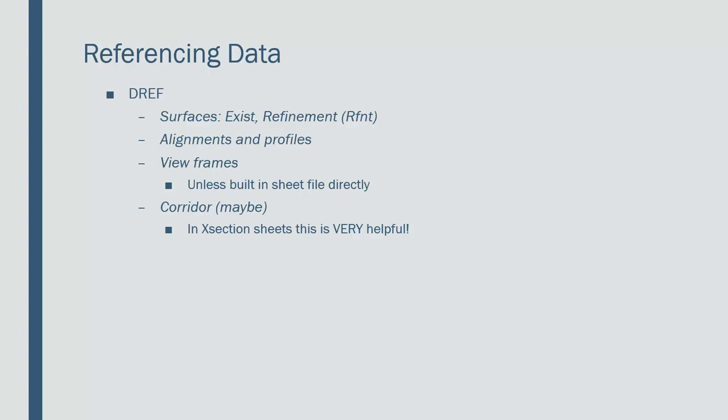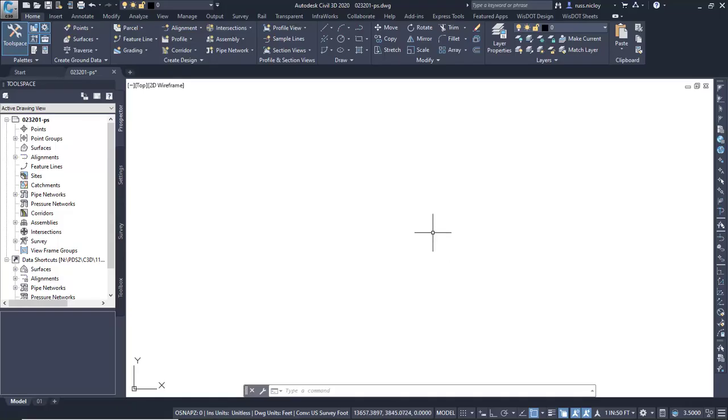Whereas the XREF, or the data reference of the corridor, brings just the corridor itself, which, especially in cross-section sheets, allows you to label and visualize things appropriately in the file. So that's something important. Now, as I mentioned, I'm going to XREF first and then data reference after that.